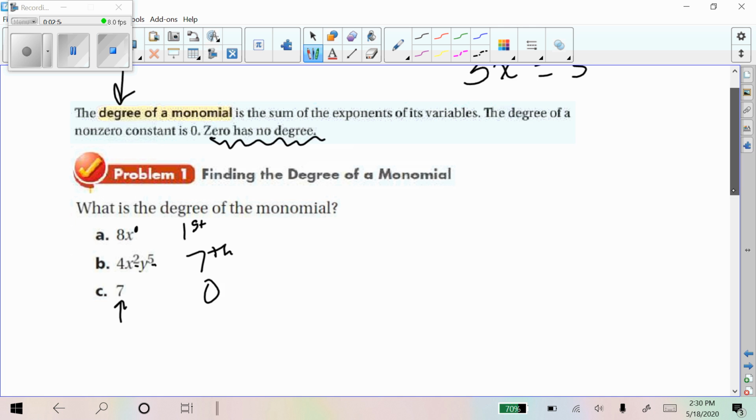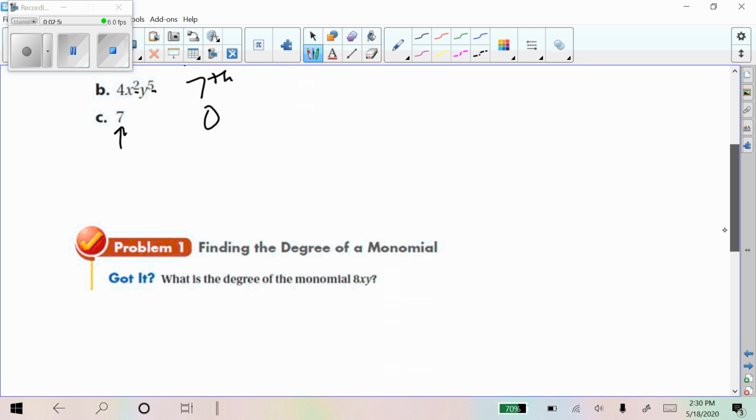All right, so see if you caught that. Give this a shot. What is the degree of the monomial 8xy? Since it can be written 8x to the first, y to the first, we add the ones together, and so this is a second degree monomial.